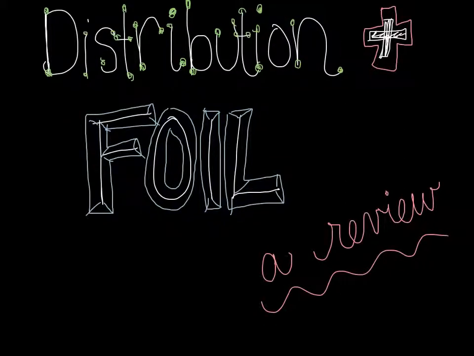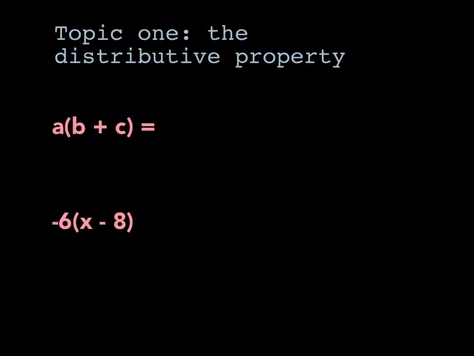This video is going to review distribution and foiling. The first topic to review is the distributive property. The distributive property lets us multiply something inside parentheses by something outside parentheses. And we do this by multiplying individually each of the terms inside parentheses. It's a little easier to just see an example.